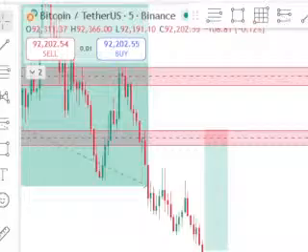Order blocks are a little bit like supply and demand, except that rather than just a large bulk of orders, we are identifying a large amount of candlesticks like this.